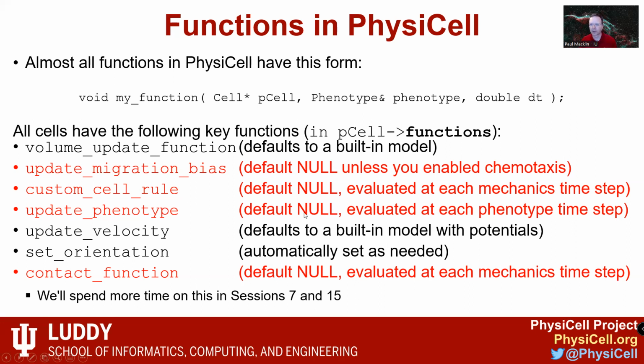Update velocity is the built-in mechanics based upon the potential functions. Set orientation is right now not really something we want people to mess with. And then there's a contact function, which will allow two cells to interact with one another in an arbitrary way. And we'll spend more time on that in session 15, I think, for today.